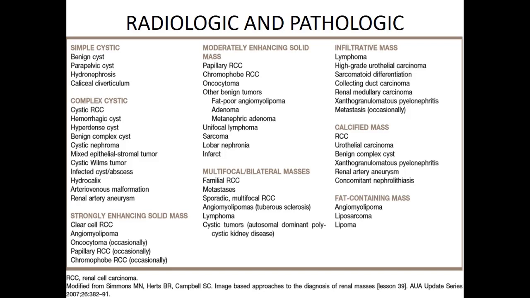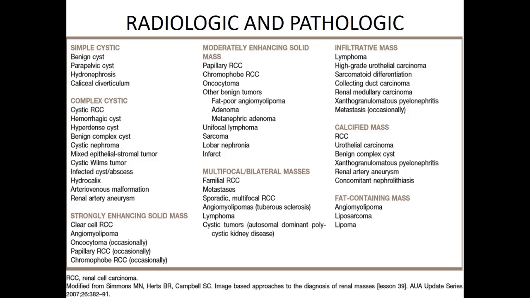While multifocal or bilateral masses include the familial, as we know they are associated with hereditary papillary RCC or hereditary leiomyomatosis RCC, VHL disease, and a few other syndromes as well. So we have metastasis, most commonly from the lung, or it could be from bone, prostate, or other things. Sporadic multifocal angiomyolipomas, lymphomas, and we have infiltrative masses like lymphoma, high-grade urothelial carcinoma, sarcomatoid, and others.